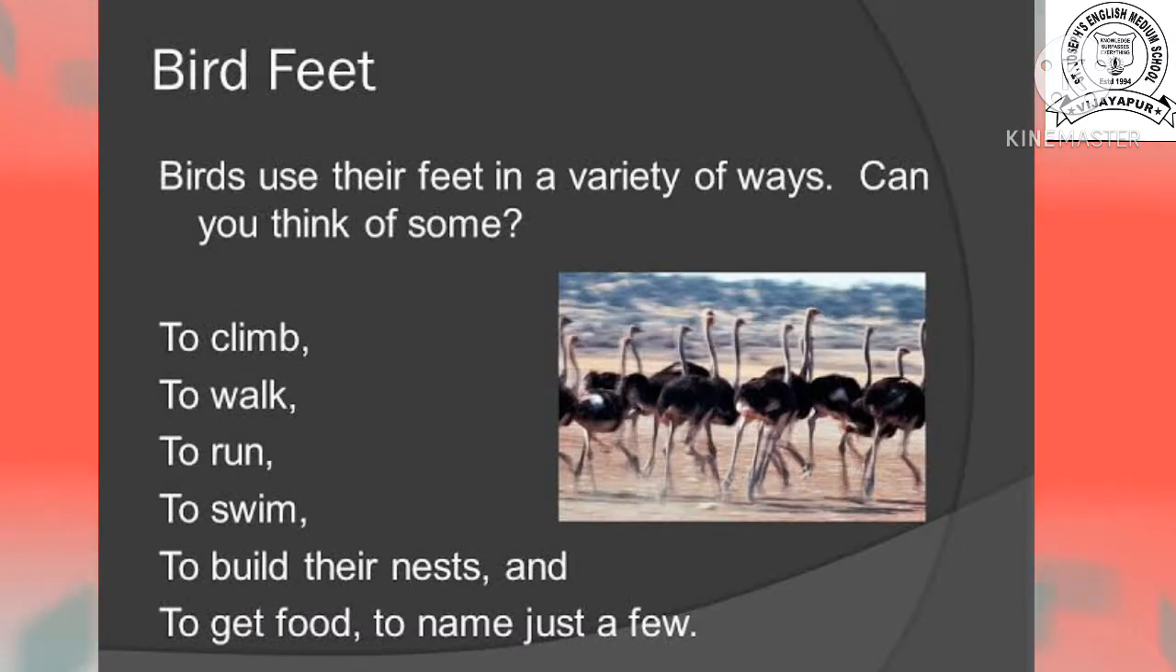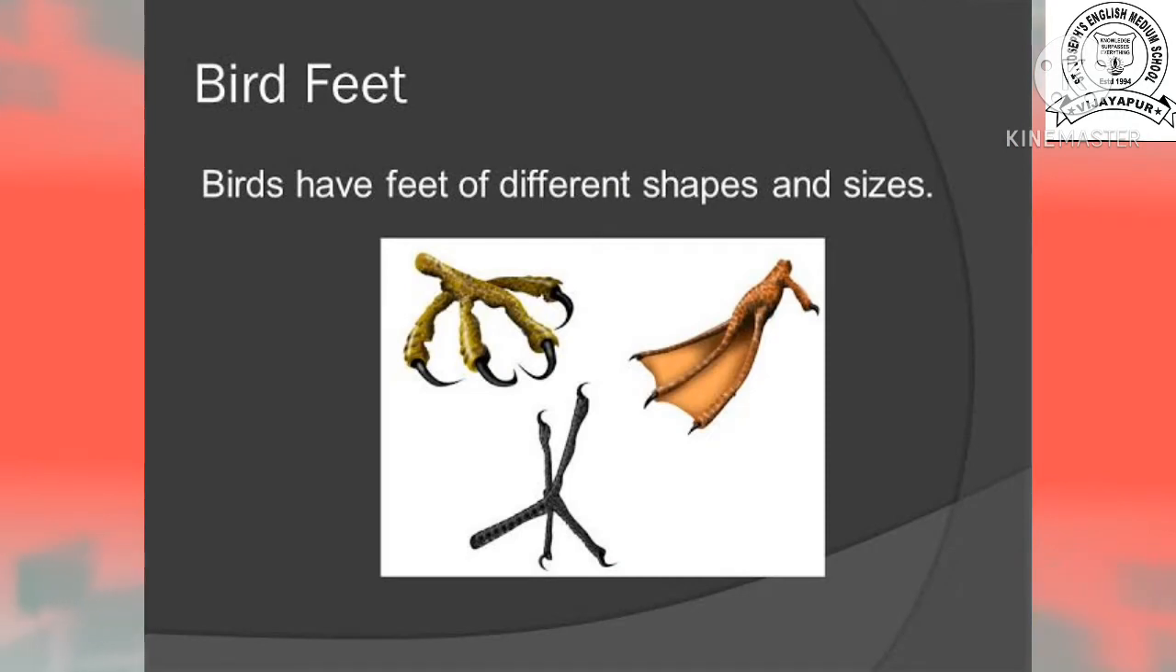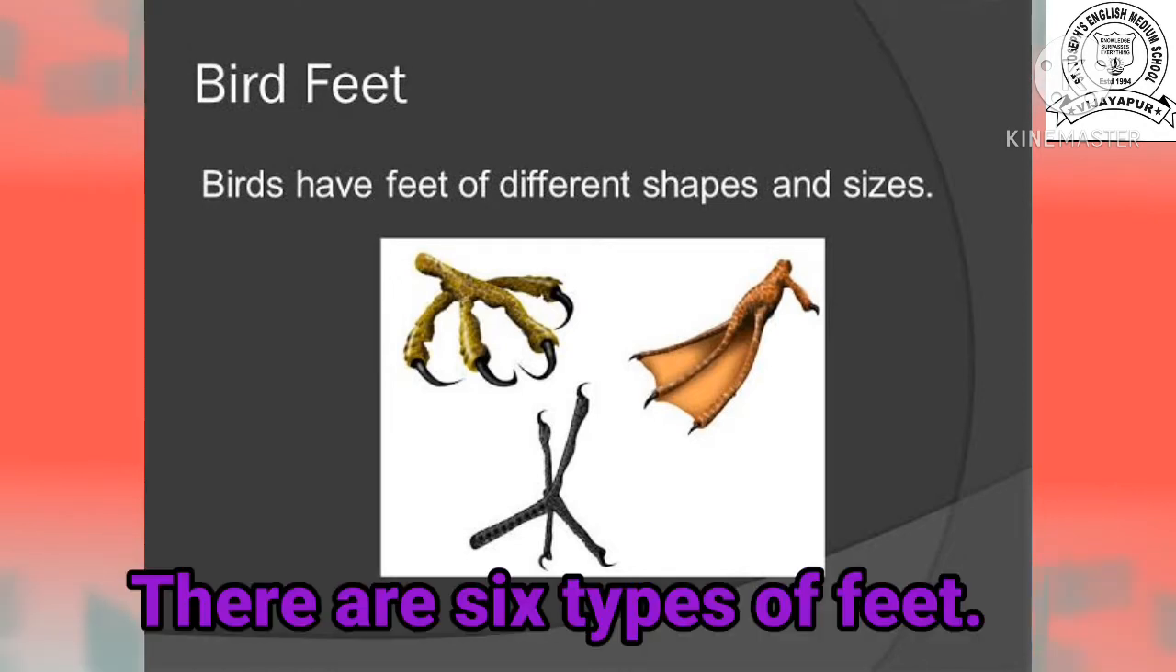Now children, I will explain this part. So listen. First of all, birds' feet. Birds' feet are very useful, children, to climb, to walk, to run, to swim, to build their nest and to get food also. There are different types of birds that live in different environments. For this, they need useful feet that will help them to survive in their natural habitat. There are types of feet needed to help them hunt, climb and swim, etc.